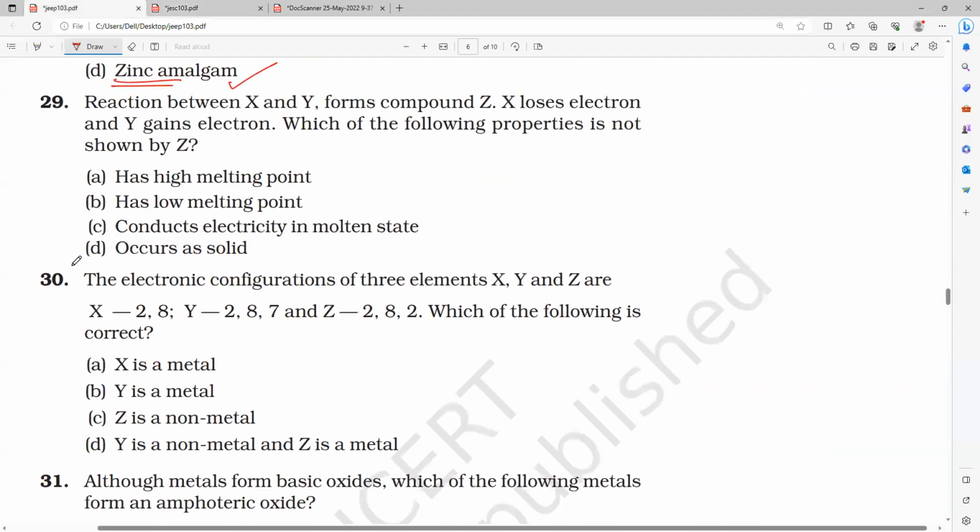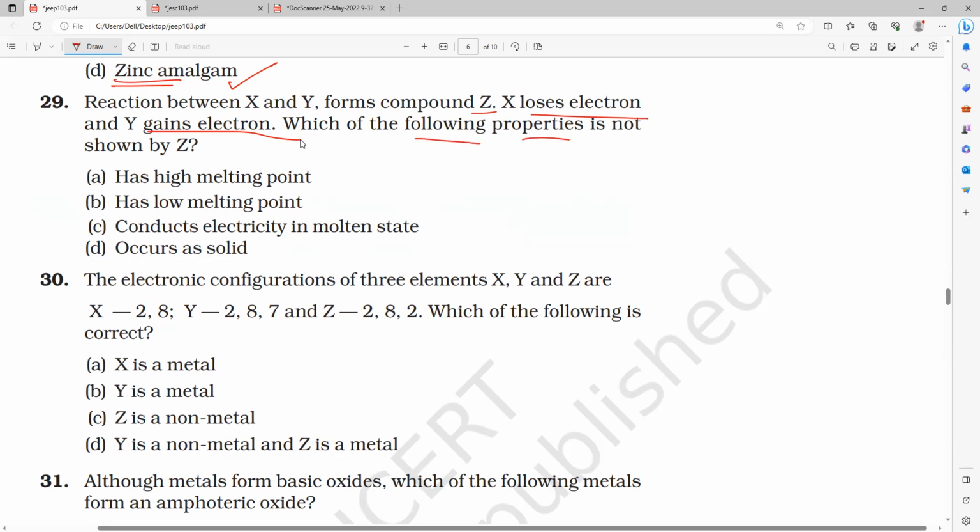Next. Reaction between X and Y forms compound Z. X loses electron and Y gains electron. So by that itself, we can understand it. Is it a covalent compound or ionic compound? It is the ionic compound. Correct or not, guys? Everybody? Yes or no? So that's what it is.